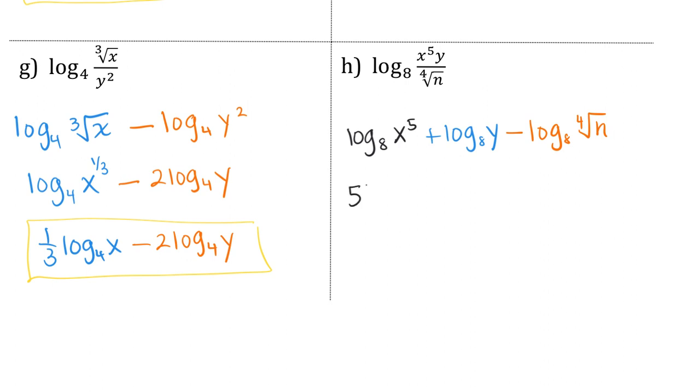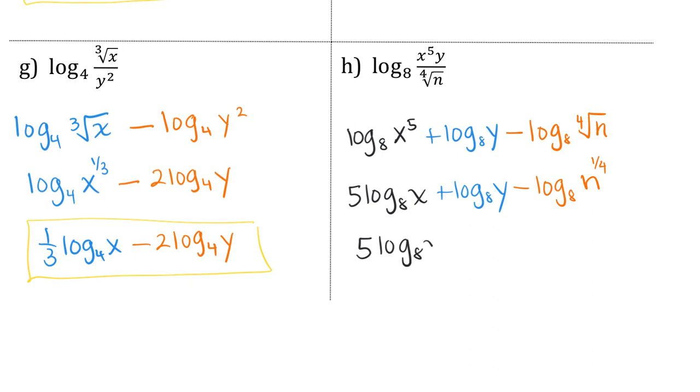Okay, 5 times log base 8 of x looks good. The log base 8 of y looks fine anyways. Since there is a radical on the n, this represents an exponent. The exponent is, if I'm fourth rooting, the exponent is 1/4. Okay, so let me bring down all that stuff, and then bring down my last exponent. Okay, now I'm fully expanded.